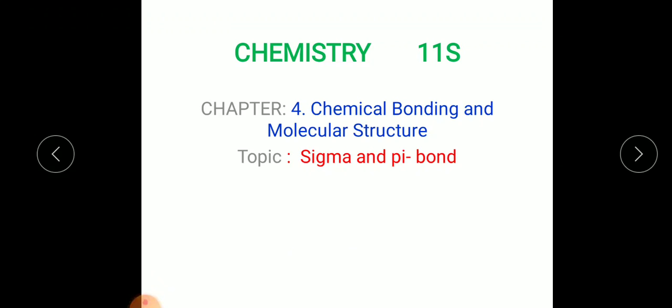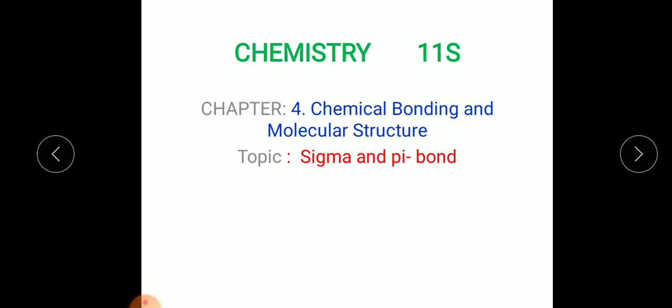In our previous classes, that was before Puja, we were doing the chapter Chemical Bonding and Molecular Structure. Now our today's topic is sigma and pi bond. These two bonds are very important, and it is a very important term that we need to understand.